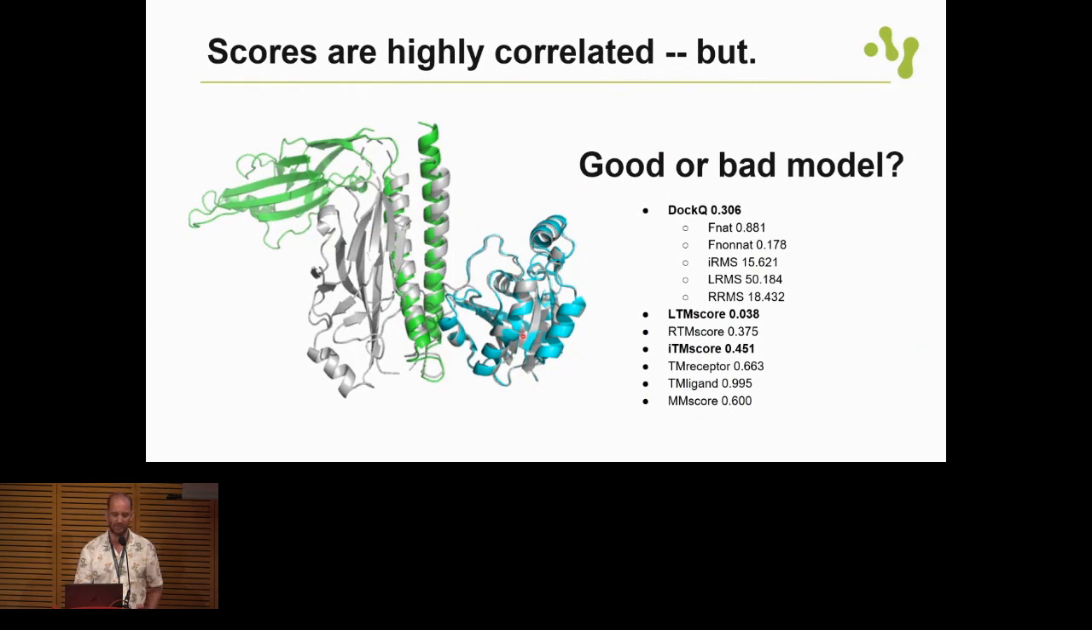So if you look at the TM score, if you superpose one on the other one, you get a good score for one and a bad score for the other one. So it's a little bit what you choose to do. But these cases are quite rare. So on average, all methods are strongly correlated. So we just picked the minimum DocQ score for one chain complex as a default cutoff.